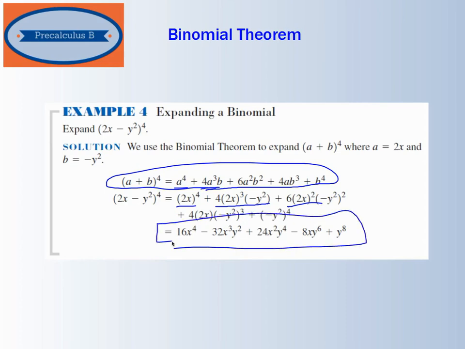Once you go through this and simplify, we end up with this right here, 16x to the fourth minus 32x cubed y squared plus 24x squared y to the fourth minus 8x y to the sixth plus y to the eighth. And you might wonder, well, why is this y to the eighth? I thought we were only going up to the fourth power. Well, because the original b had y squared. So negative y squared to the fourth power gives me positive y to the eighth. So we can expand anything in a binomial. The thought is, break it down as just a plus b to the n, whatever that n is, and then plug in the values and then simplify.